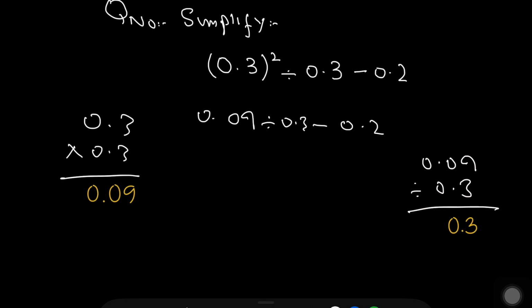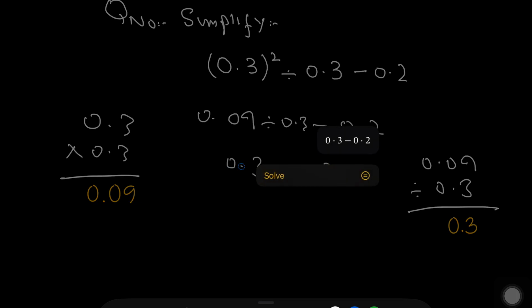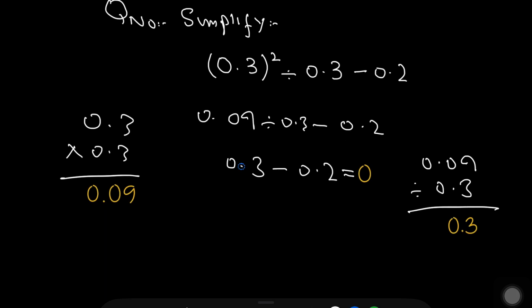0.3. Okay, so here we write the 0.3 minus 0.2, and we will get the answer. 0.3 minus 0.2, answer is 0.